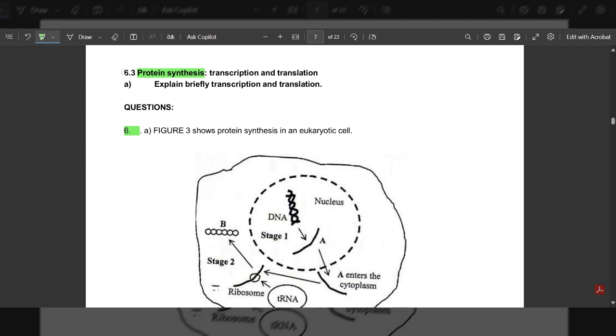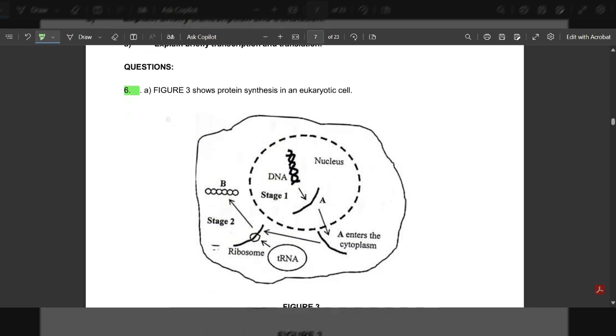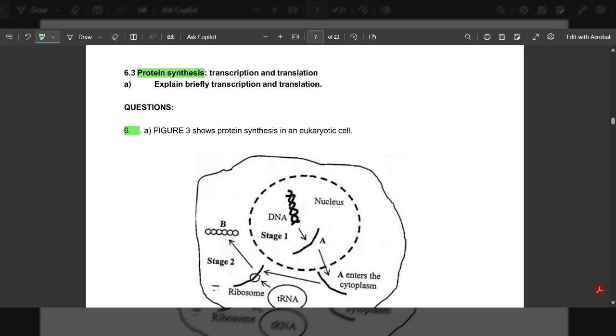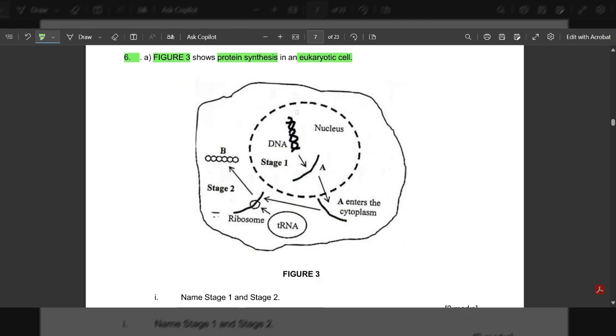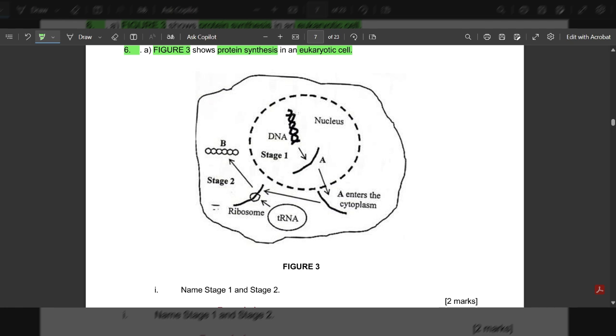Okay, so today we're going to start the discussion on protein synthesis. Question number 6. Read the question carefully. Question 6 mentions that figure 3 is showing the protein synthesis found in a eukaryotic cell. Bear in mind the question has stated very clearly that it happens in the eukaryotic cell. If you look at figure 3 itself, you're going to notice that there are indicators A and B present.